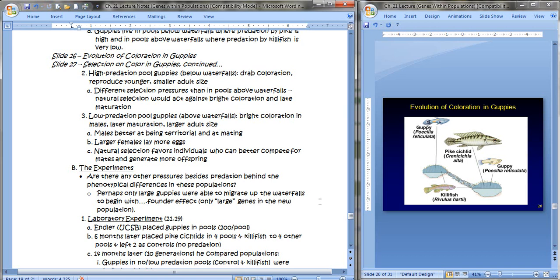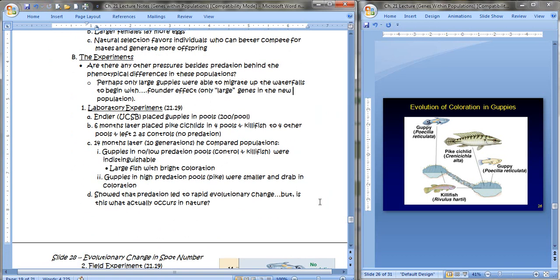The low predation pool guppies above the waterfalls had bright coloration in the males, later maturation, and larger adult size. Up there, the males were better at being territorial and at mating. The females were larger and laid more eggs. Natural selection favors individuals who can better compete for mates and generate more offspring. So these were just the observations out in the wild.